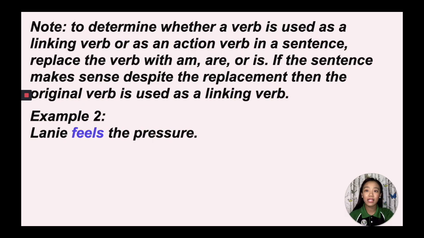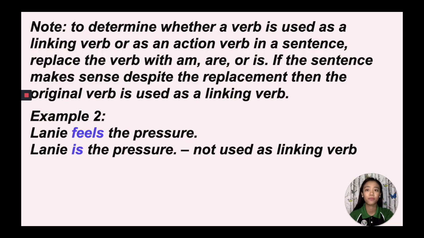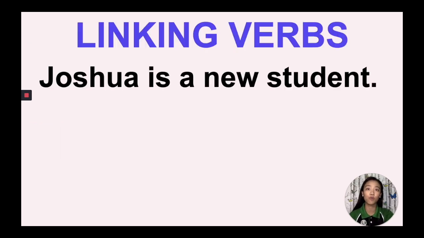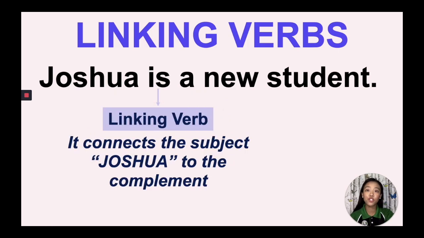Let's take a look at another example. Lani feels the pressure. Lani is the pressure. When the verb is substituted for the original verb feels, the sentence does not make sense anymore. Therefore, feels in this sentence is not used as a linking verb. Let's look at our first example. Joshua is a new student. The linking verb in this sentence is is. It connects Joshua, the subject, to the complement, a new student.